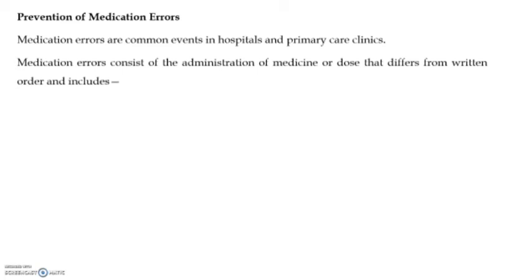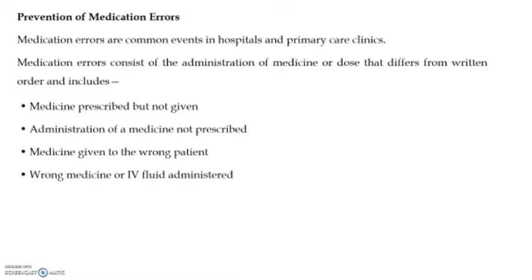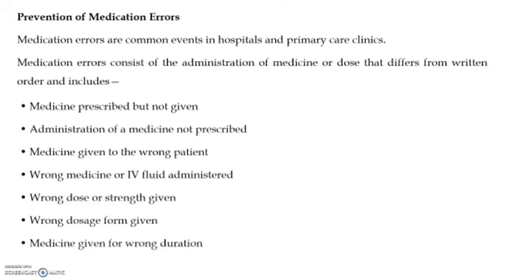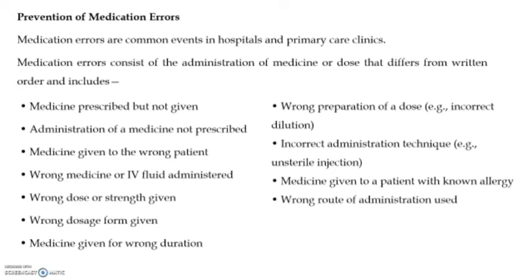A medication error consists of administration of a medicine or dose that differs from the written order, and includes medication prescribed but not given to the patient, administration of a medicine which is not prescribed, medicine given to the wrong patient, wrong medicine or IV fluid administered, wrong dose or wrong strength, wrong dosage form, medication given at the wrong duration or at the wrong time, wrong preparation of the dose, incorrect administration technique, medication given to a patient with a known allergy, wrong route of administration, or wrong time or frequency of administration.